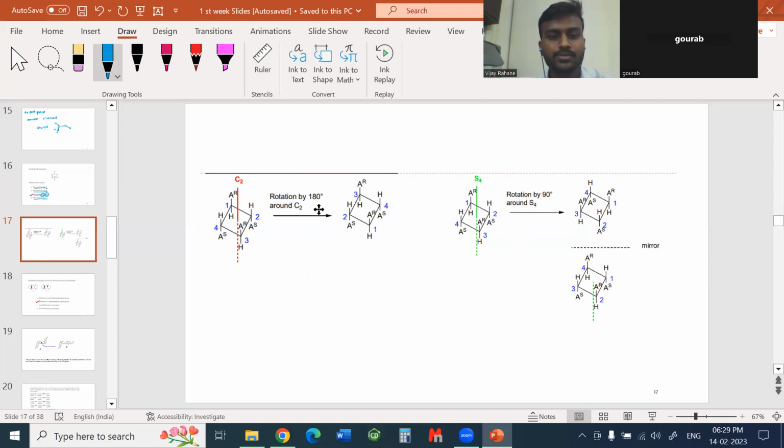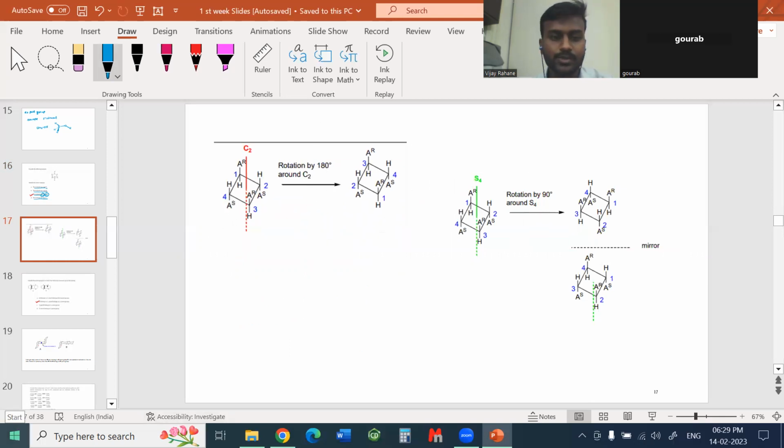So let's take this one. How does it have the C2 axis present? See, this one is the molecule, right? It has one hydrogen and a chiral center having S configuration, right? And here a group having R configuration. Here also a group having R configuration, and downward there is hydrogen. Here also hydrogen, and a group with S configuration.